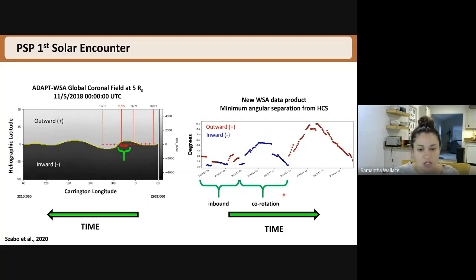And during the co-rotation period, Parker's embedded with a negative polarity field that ranges from 0 to 12 degrees of separation from the heliospheric current sheet. And then as Parker comes out of co-rotation, the spacecraft crosses the heliospheric current sheet and becomes up to 20 degrees separated.